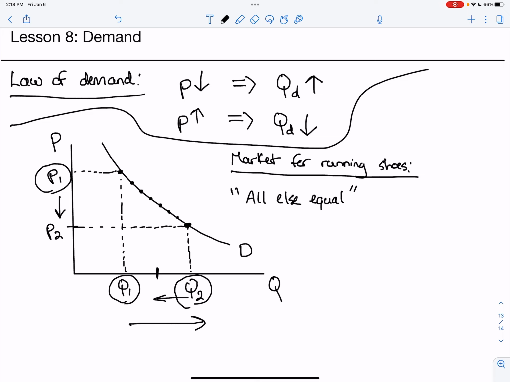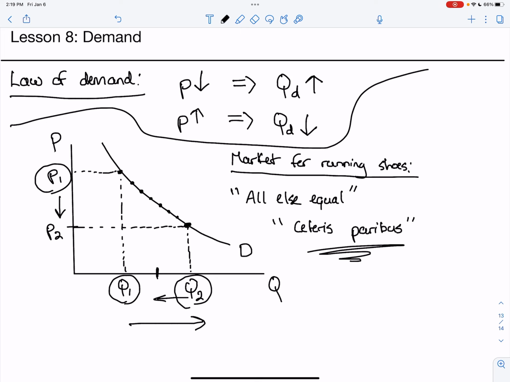Economists often will translate this into Latin and use the term ceteris paribus, all else equal. I'm going to be using that term because you'll be encountering it a lot if you continue in economics. Ceteris paribus, all else equal. So this demand curve is a ceteris paribus representation of quantities demanded at various prices. So that's the demand curve.